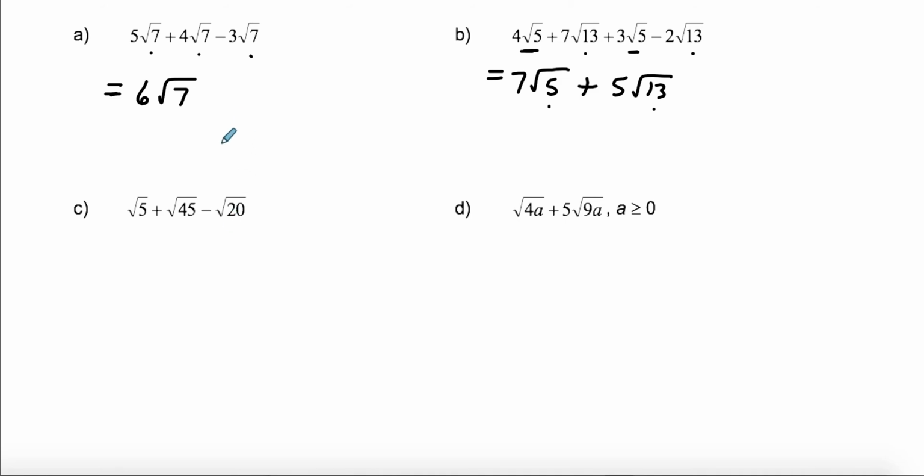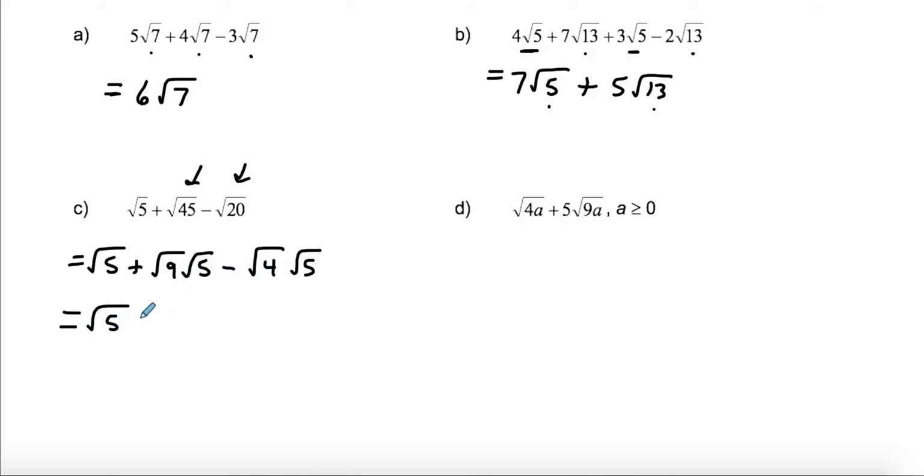Down here, oh my goodness, I hope things like this pop out at you. Oh, root 45 and root 20, I can break those down. So I want to write this in a more simplified form. 45 I know is 9 times 5. And 20 is the same thing as 4 times 5. So by doing that, I'm looking for these perfect squares, 9 and 4. I can actually take the square root of 9, which is 3, and I can take the square root of 4, which is 2.